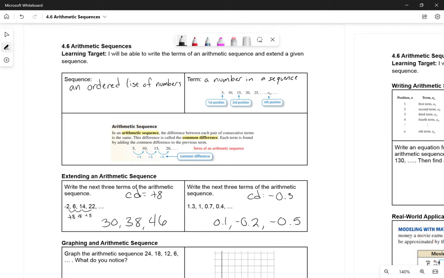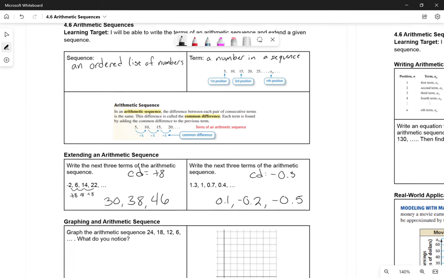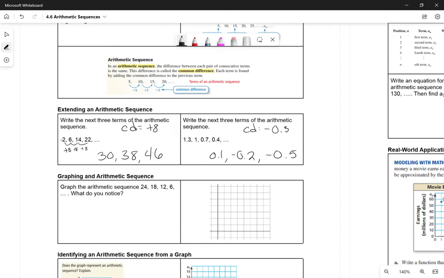This part isn't so bad. You're just finding your common difference and then applying it to your next terms. But we can also represent arithmetic sequences by graphing. So we're going to graph the arithmetic sequence 24, 18, 12, and 6. What it actually means is 24 is our first term, so it's going to be (1, 24). Our next one's going to be 18, so (2, 18). And so on and so forth, because which position they are tells you which x value it is.